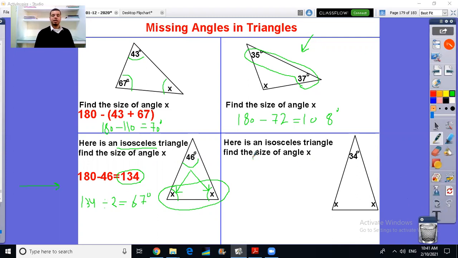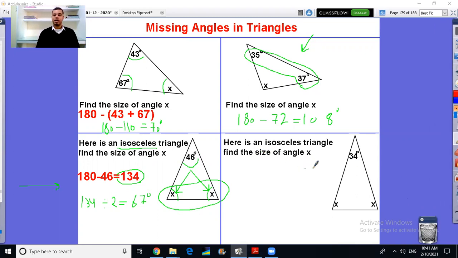All right, here is an isosceles triangle. Find the size of angle x. I want you to pause the video, follow the same steps exactly that I followed in the previous question, and then come back to the video to check your answer. Please, if you need to watch the last question again, feel free to watch it once more. And now I'm going to answer this. How can I find x when the given angle is 34 degrees? If you didn't understand the previous one, focus here, please.